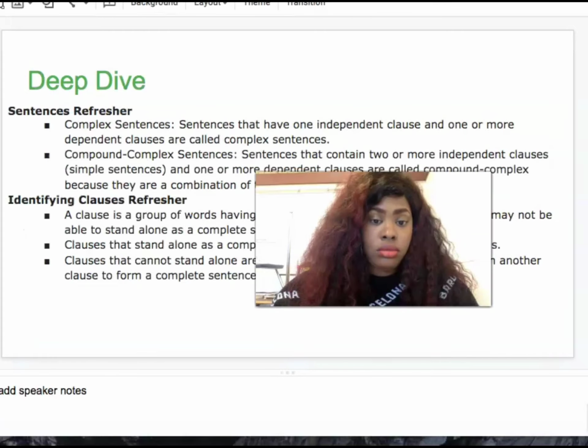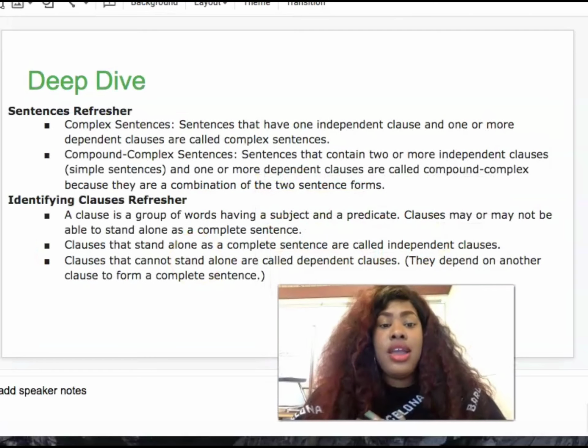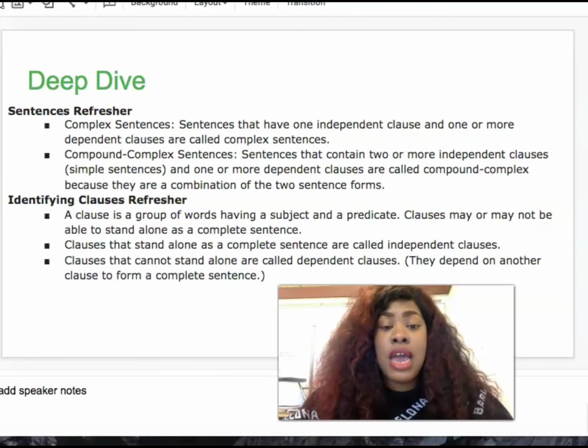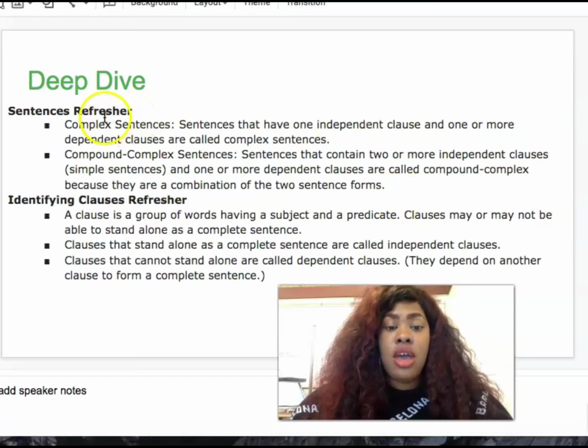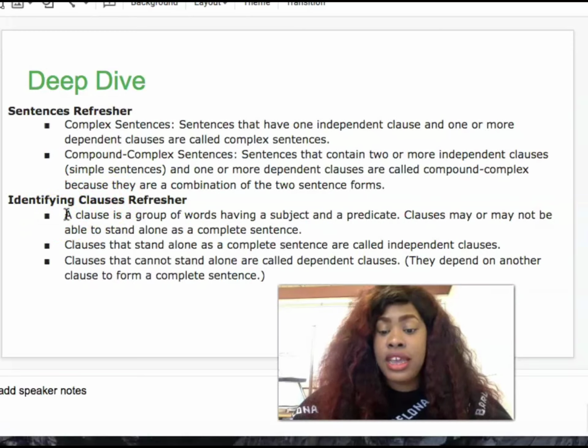All right, so today, for our deep dive, we are going to be looking at sentences, and we're going to have a refresh of our memories for sentence structures. We have complex sentences and compound complex sentences. We also have simple sentences. And then we're going to look at identifying our clauses, what type of clauses we have, and what characteristics they have. So I want you to read over this so that you can refresh your memory about what a complex or compound complex sentence is and the identifiers of clauses.